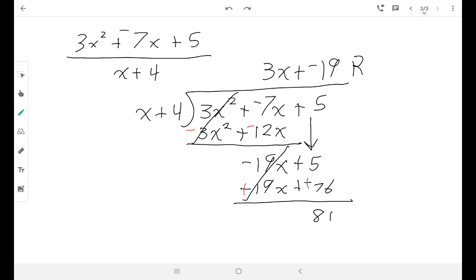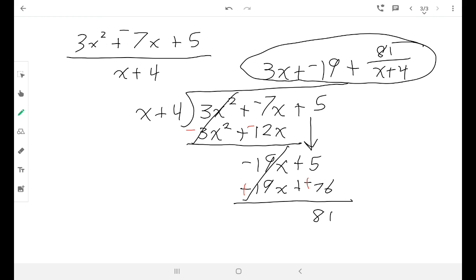I'll write that, but I'm going to erase it here because there's a better way to write it than just remainder. You can write it as plus 81 over that quantity x plus 4, okay? And so we have our answer from long division right there. 3x plus negative 19, which you could change to minus 19, plus 81 over x plus 4, which gives you an answer that really, in the grand scheme of things, actually means more.